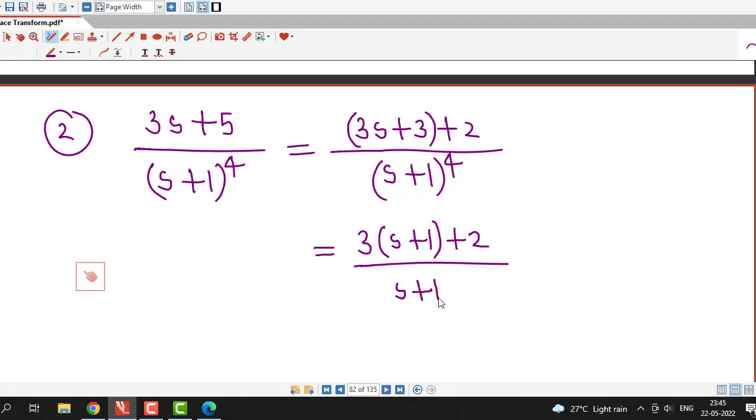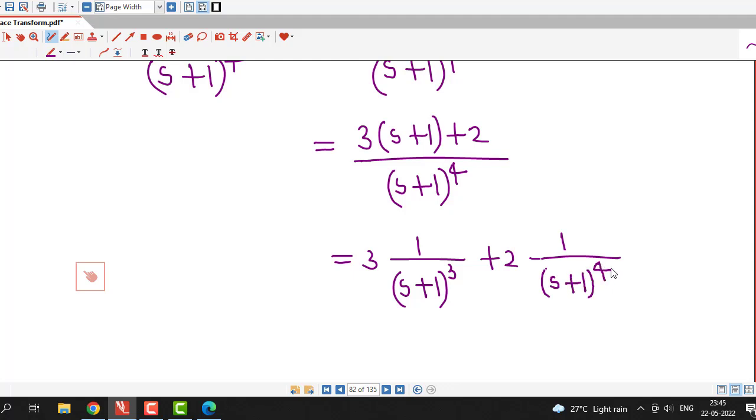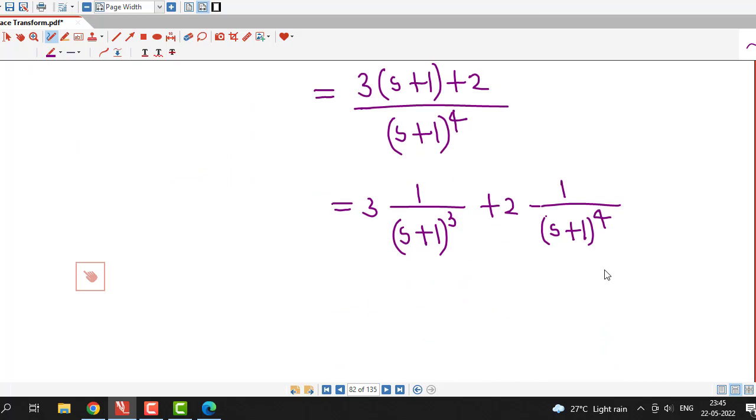So this I can again rewrite as 3 times s plus 1 plus 2, divided by s plus 1 to the power 4, and this we can rewrite as 3 into s plus 1 divided by s plus 1 to the power 4. So one s plus 1 will cancel out and we will have 1 divided by s plus 1 raised to 3, plus 2 times 1 divided by s plus 1 raised to 4. So we have written our function in such a way that we can use that formula.